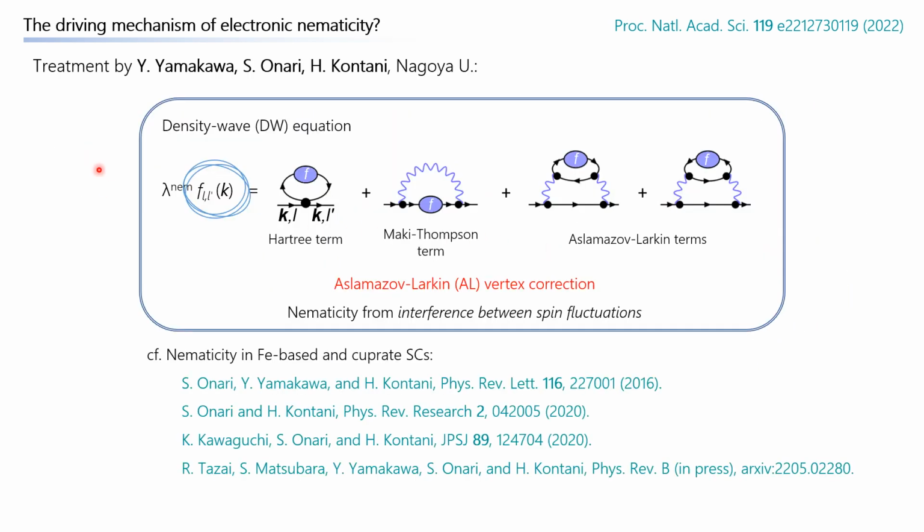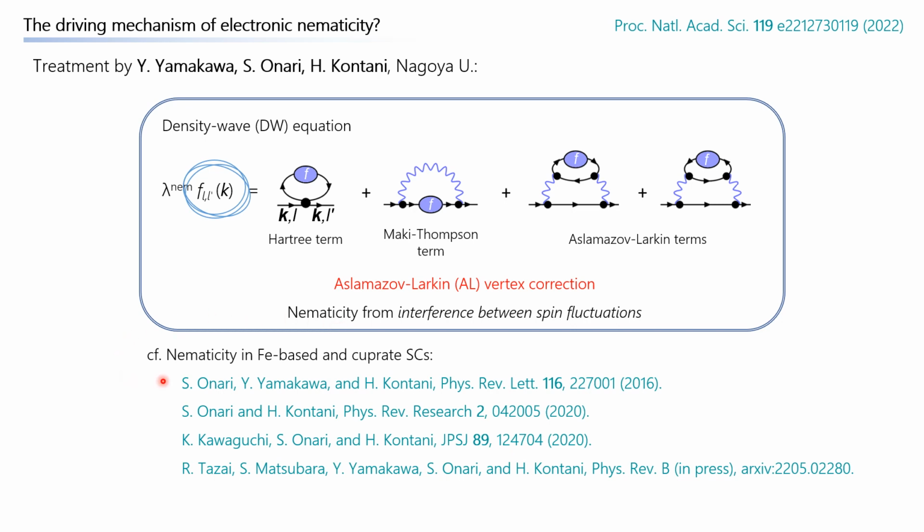Okay, so how can this be explained? Well, here Kontani Sensei's group from Nagoya University come to the rescue, and they are able to use this density wave equation framework to make numerical calculations, starting from a tight binding model, but going beyond the mean field contributions to include so-called non-local vertex corrections, including these Aslamazov-Larkin terms, which describe spin fluctuations. And they have shown that the interference between spin fluctuations can result in this nematicity, this symmetry breaking.